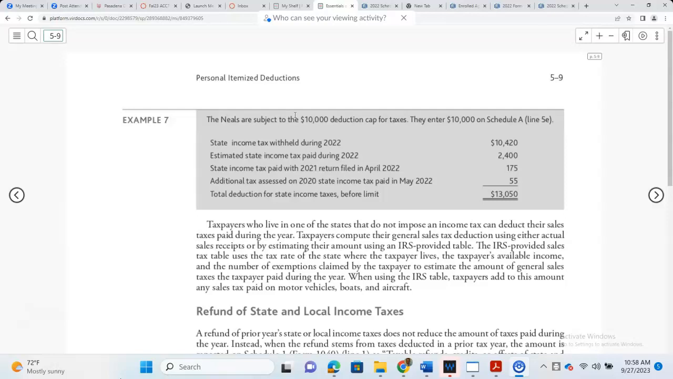So NEOs are subject to the $10,000 deduction cap for taxes. They enter $10,000 on Schedule A. So even though they paid state income tax of $10,400, estimated tax of $2,400, and state income tax with the 2021 return filed in April of 2022 of $175, additional tax assessed on 2020 state income tax paid in May of 2022, combined is $13,000, but it's subject to the $10,000 max.